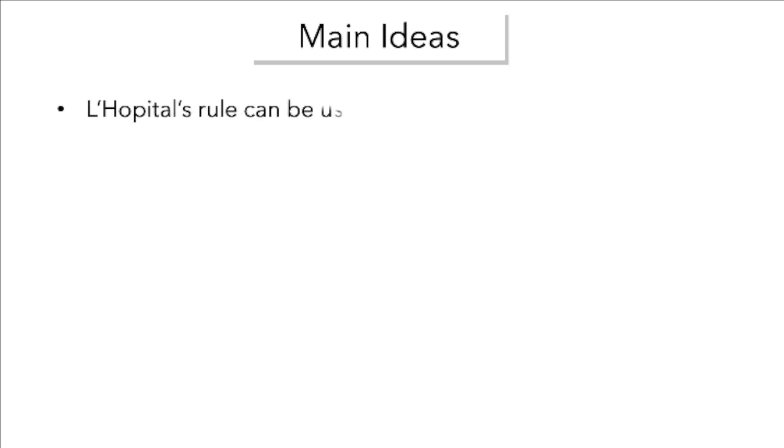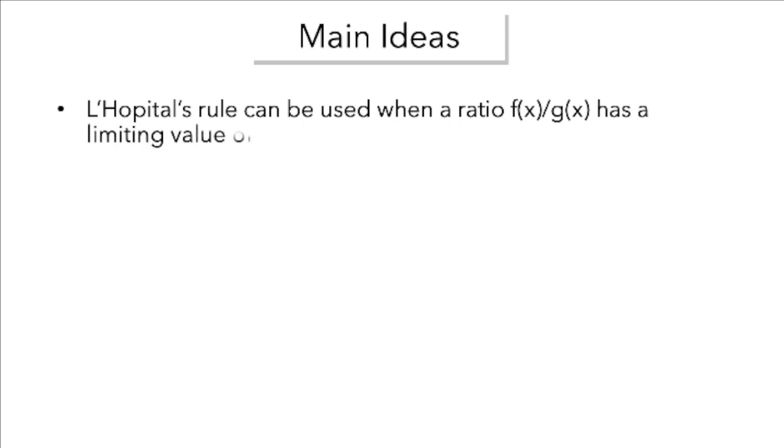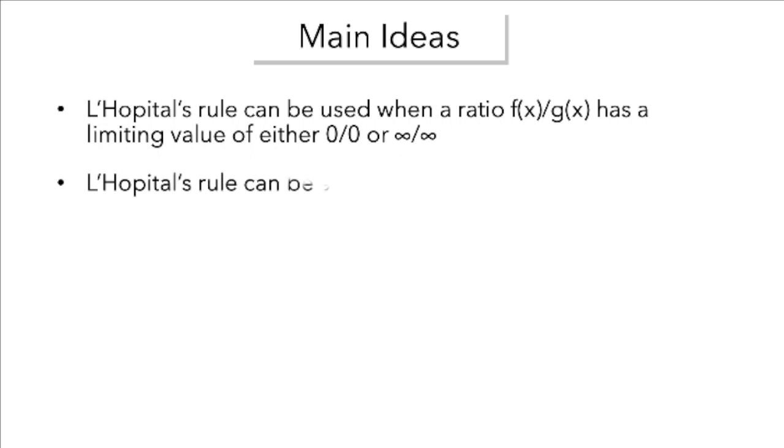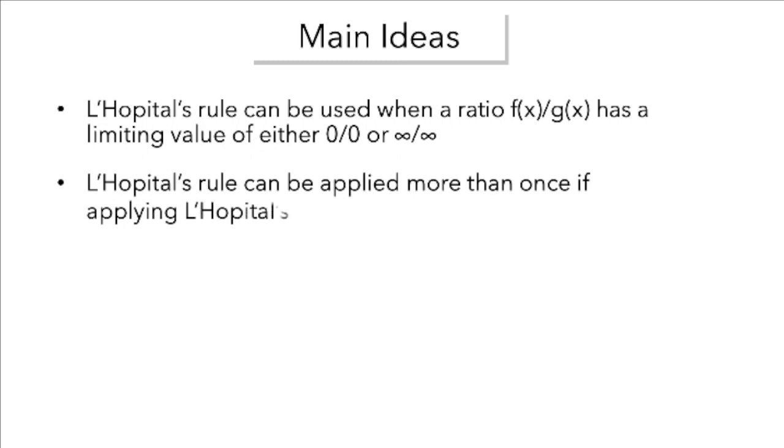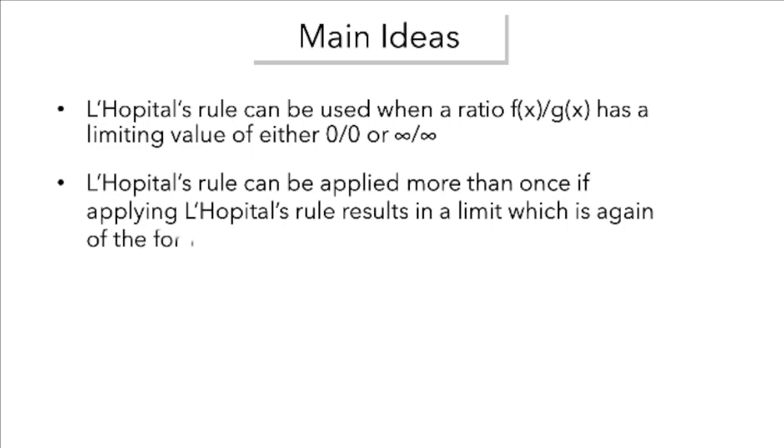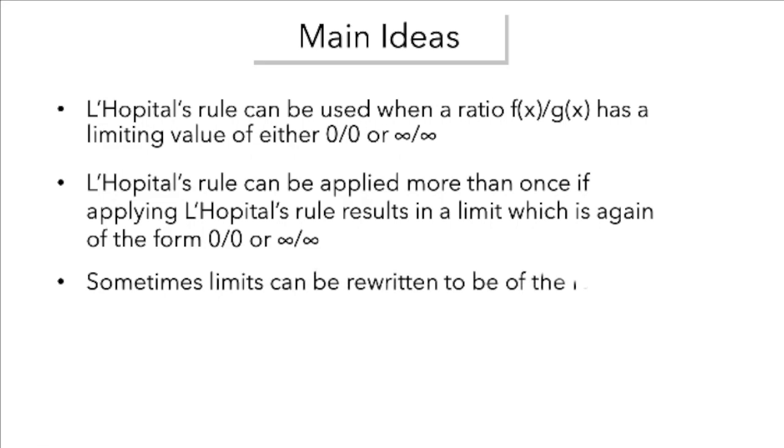L'Hôpital's Rule can be used when a ratio f of x over g of x has a limiting value of either 0 over 0 or infinity over infinity. L'Hôpital's Rule can be applied more than once if applying it results in a limit which is again of the form 0 over 0 or infinity over infinity. Sometimes limits can be rewritten to be of the form 0 over 0 or infinity over infinity.